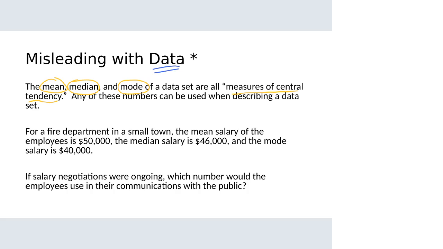I'll make a poll for this one. I don't think it's a hard question, but it is going to come up this week on your quiz. So I want to make sure you're just aware of this type of question. We're not calculating mean, median, and mode yet. We're just talking about how you might try to influence using mean, median, and mode.